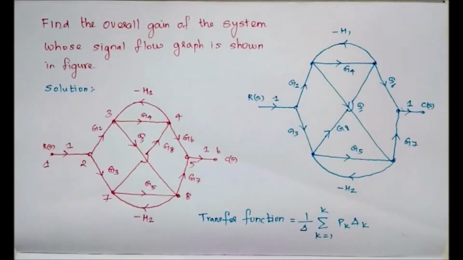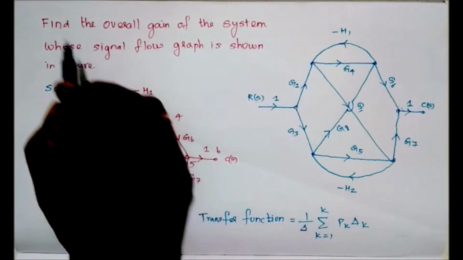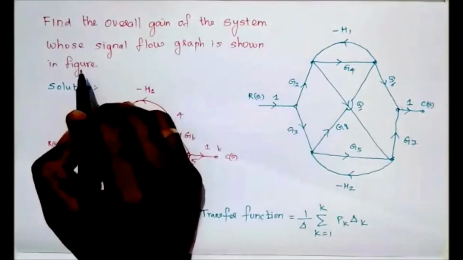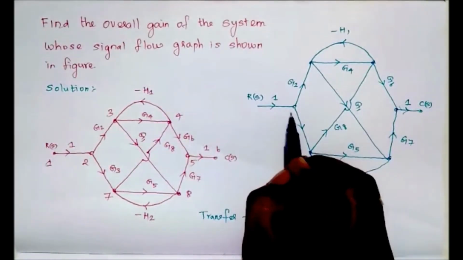In this video, we are going to solve a signal flow graph and find the overall gain or transfer function of the given signal flow graph. The given problem is: find the overall gain of the system whose signal flow graph is shown in the figure. So this is the given signal flow graph.